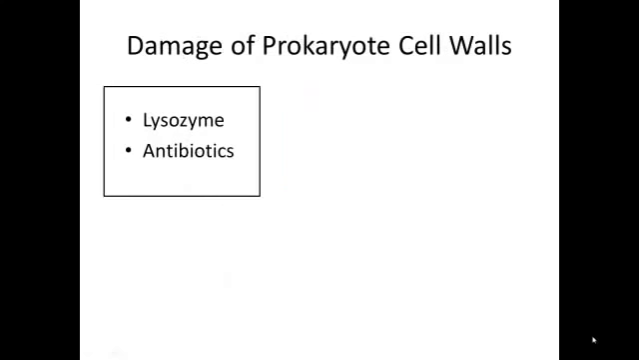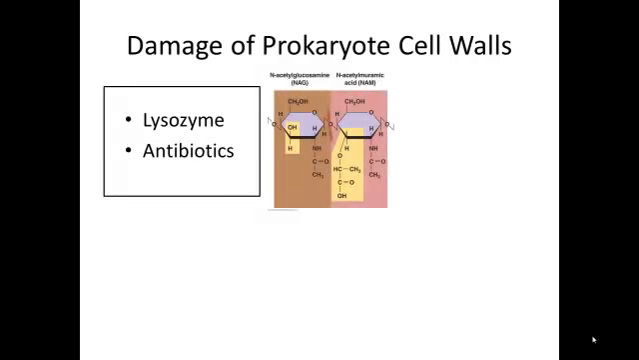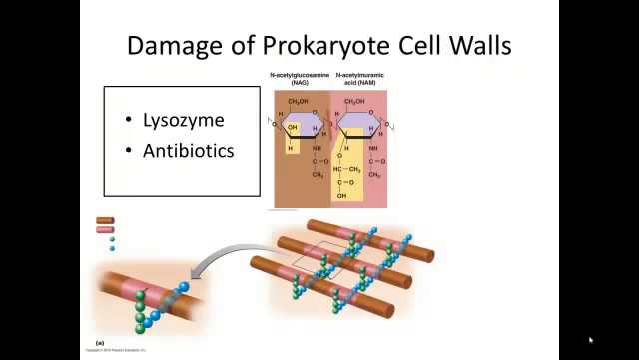Let's talk about how you can damage prokaryotic cell walls, specifically bacteria. Lysozyme is an enzyme that is naturally found in human tears, saliva, etc., that breaks apart the NAG and NAM subunits of peptidoglycan. This causes holes in the cell wall. This also leads to the contents of the cells leaking out. Now, some antibiotics go about it a different way. They attack the tetrapeptides that hold the glycan units together. Penicillin is an example of this.